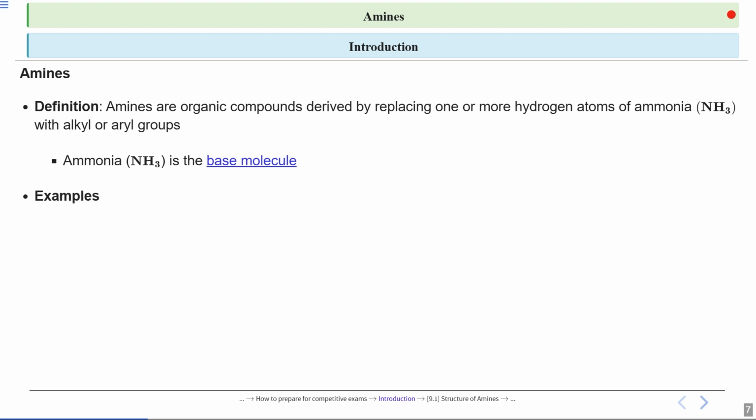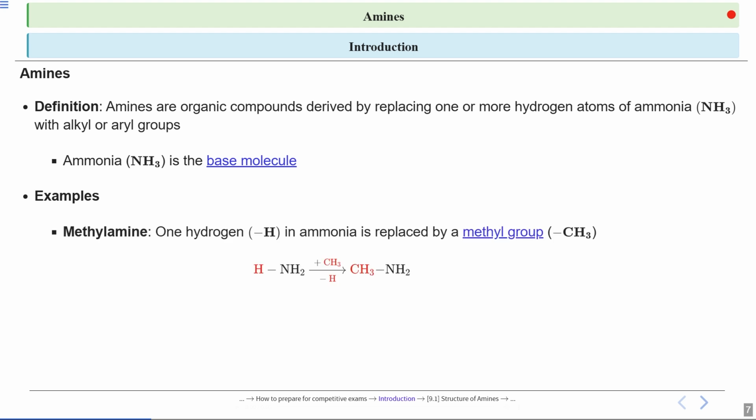Let us take the examples which will make your concept more clear. First, we have taken the example of methylamine. Now look here carefully. What is happening in methylamine? One hydrogen in ammonia is replaced by a methyl group, which is CH3. This is ammonia, nitrogen, and 3 hydrogen atoms, right? Now, I have replaced one of these hydrogen atoms with a methyl group. So now what I get is methylamine.